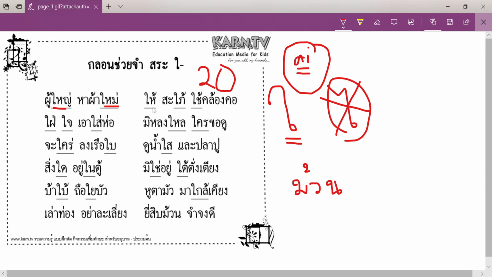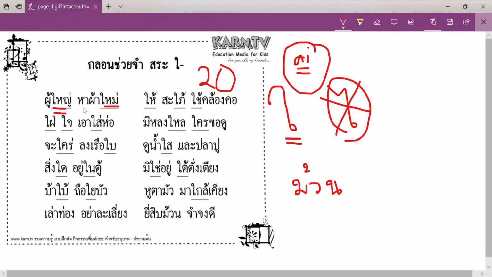So the first word that you have to memorize that uses saraไอไมมุan is ใหญ่. ใหญ่ means big, okay? The opposite of big is small, which is เล็ก, but we now focus on ใหญ่. And ผู้ใหญ่: ผู้ means a person, so ผู้ใหญ่ means a big person, a grown-up, a full-size grown-up. So ผู้ใหญ่ means an adult, okay?